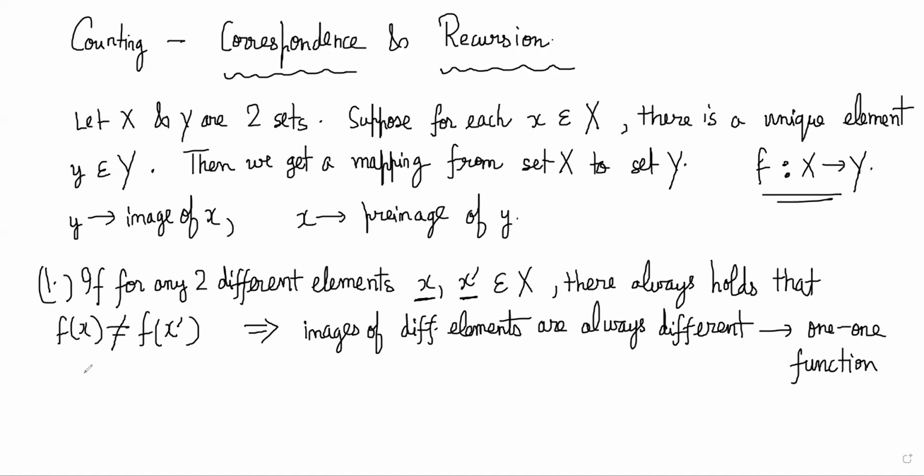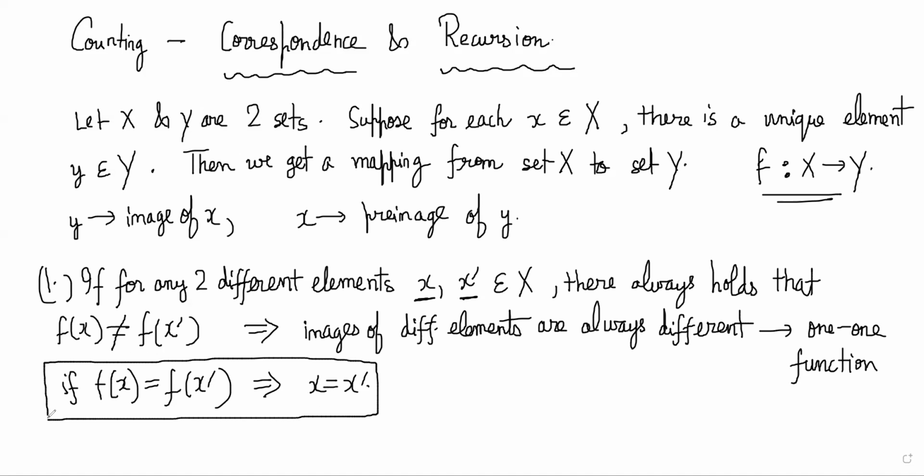You could also define it in this way. If f of x equal to f of x dash implies that x equal to x dash. That is also an alternative way of defining a one-one function. One-one function is also sometimes referred to as an injective function. So that is a class of functions that you should be aware about. We are going to define 2-3 different types of functions so that we can establish a correspondence between set X and set Y. So this is the first class of function, which is an injective function.